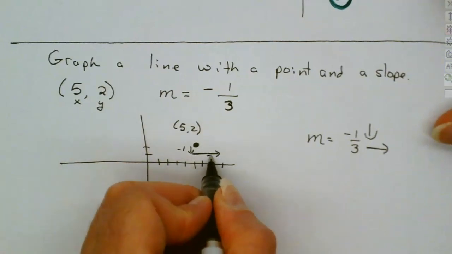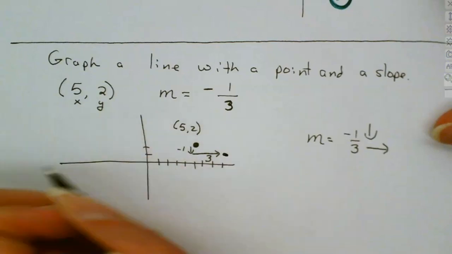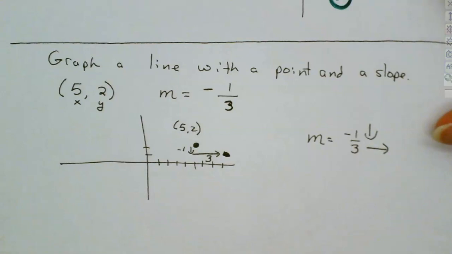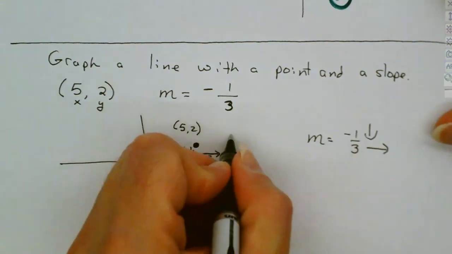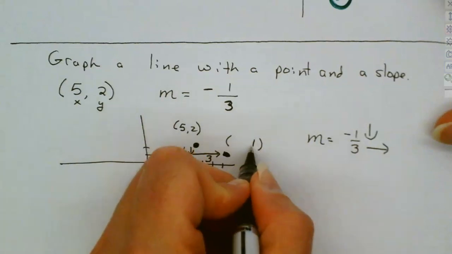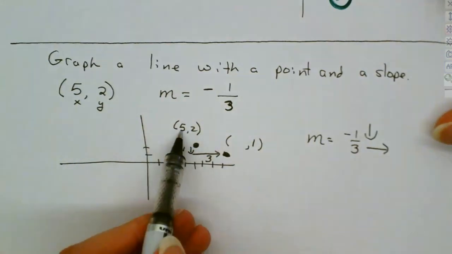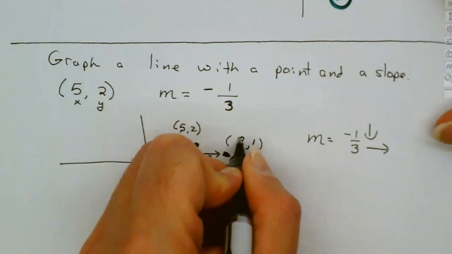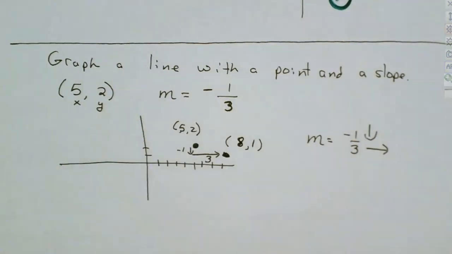And then I'm going to label it. So there's my point. And I like to label these. You don't have to label them, but I like to. Okay, we went down 1 unit, so that makes the y part 1. And we were at 5, we went over 3, so that makes it an 8. So my second point would be 8, 1. Now, once you have 2 points, we can then connect these together.